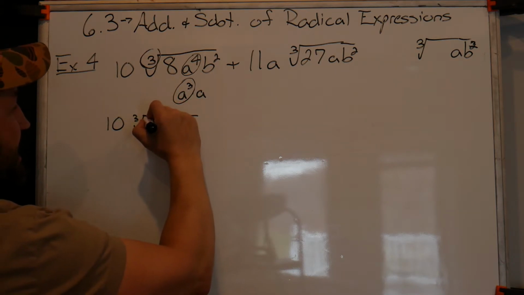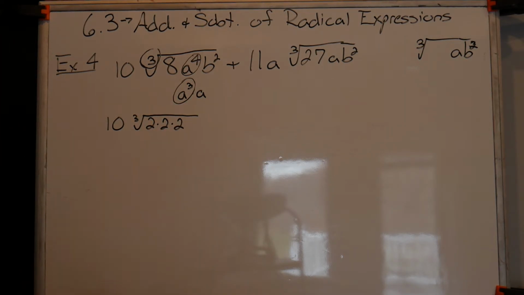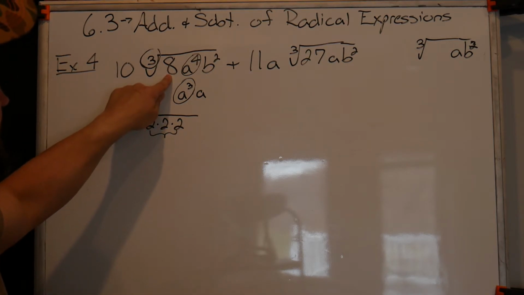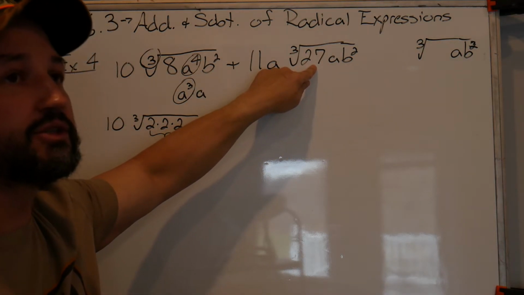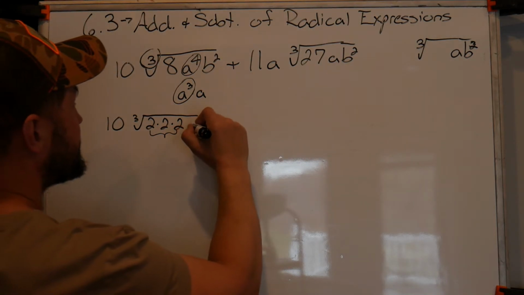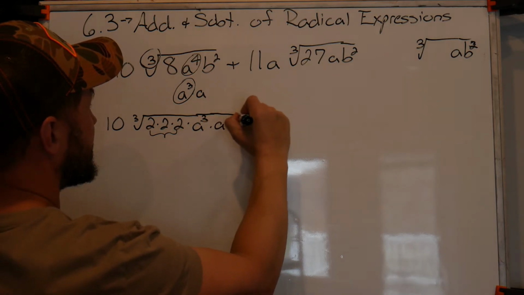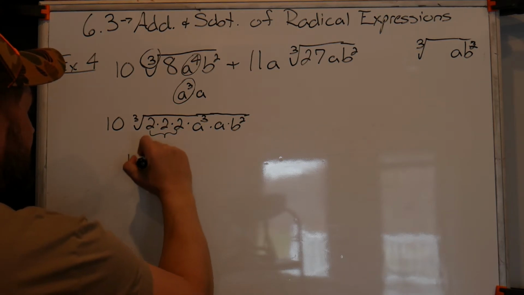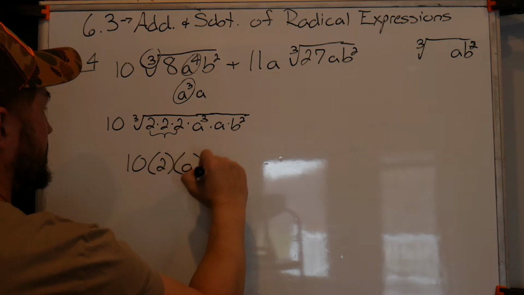My 8, I know that's 2 times 2 times 2. There's my perfect cube. I want you to know that the perfect cube root of 8 is 2, and the perfect cube root of 27 is 3. Those are the 2 most common ones. I mentioned that in one of the other videos. So 2 times 2 times 2, and then we're multiplying by A cubed times A times B squared. That's that whole chunk. So what I have is 10 times 2 times A.